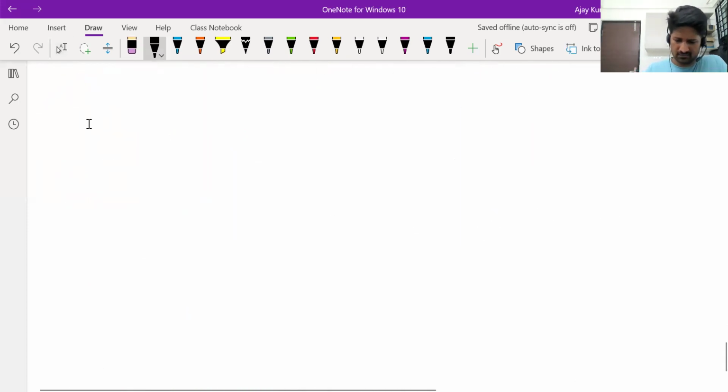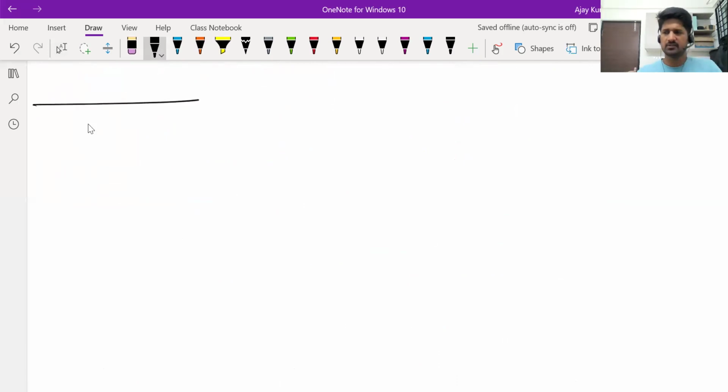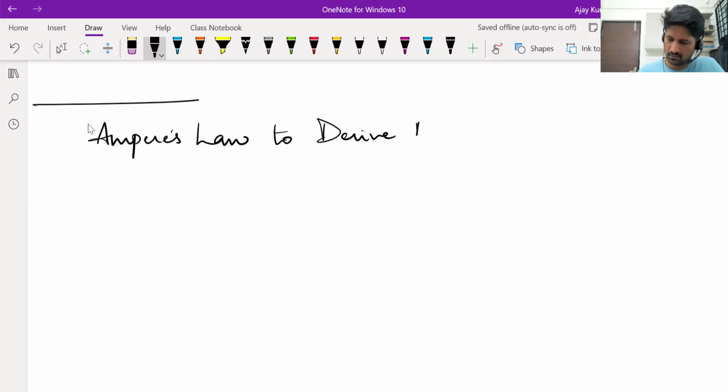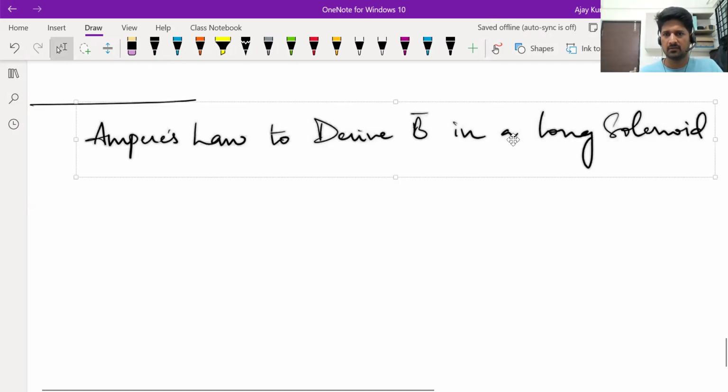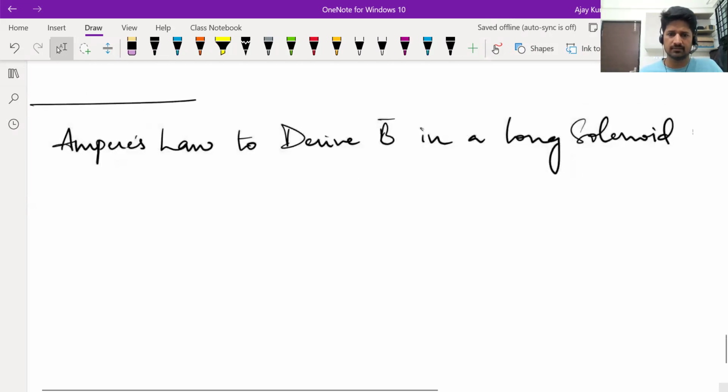And the next thing, which I think is also there in the textbook, is to use Ampere's law to derive the magnetic field in a long solenoid. Are you all comfortable with that idea, or do I have to explain? Have all of you done this? No response.